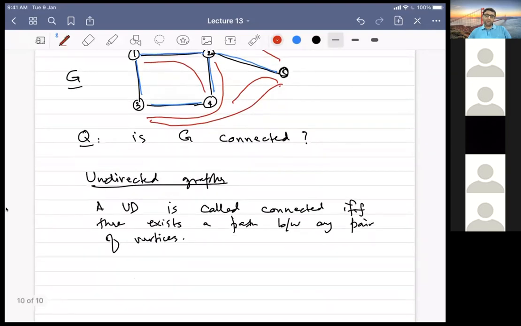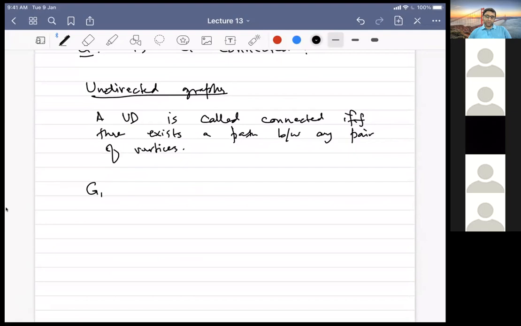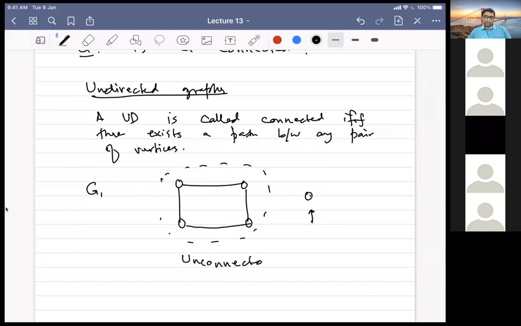Now contrast it with a graph that looks like this. Let's say I have a graph G1 that looks very similar to the graph G, but we don't have this edge. With these four vertices, there is a path between every pair. But when we include this vertex, which is isolated, there is no path between this vertex and any other vertex of the rest of the graph. So this is disconnected. G1 is an unconnected graph, while G is a connected graph.